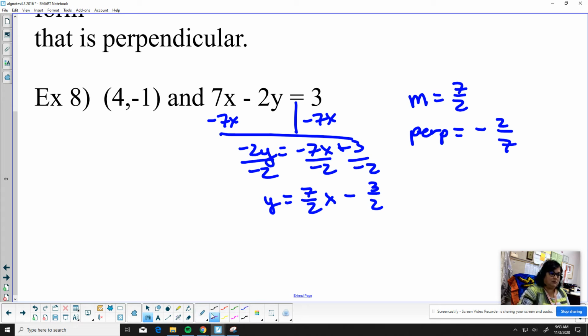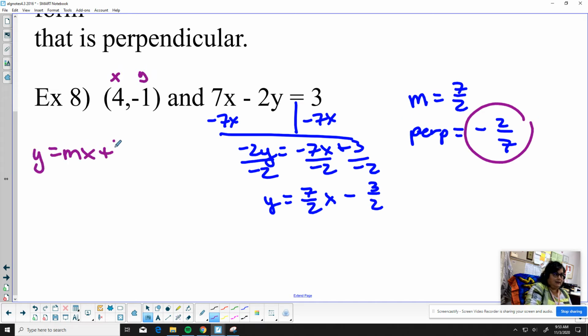So now I can do my plugging. So I'm going to use this slope right here because that's the perpendicular slope and this point. This is x and this is y. And I'm plugging it in to the generic slope-intercept formula. So in for y, I'm going to put -1. The slope I'm using is -2/7, and the x is 4.